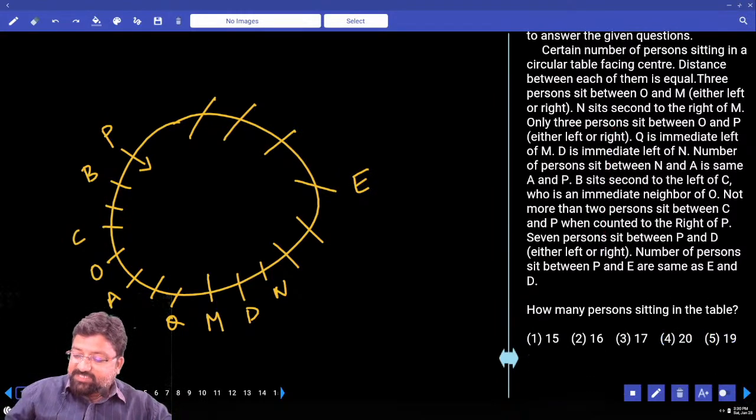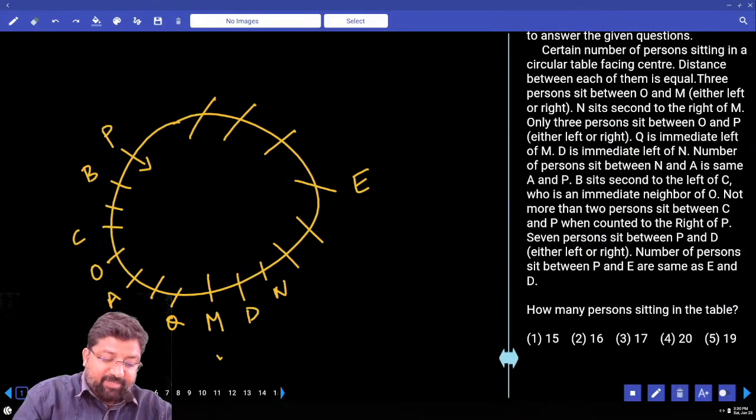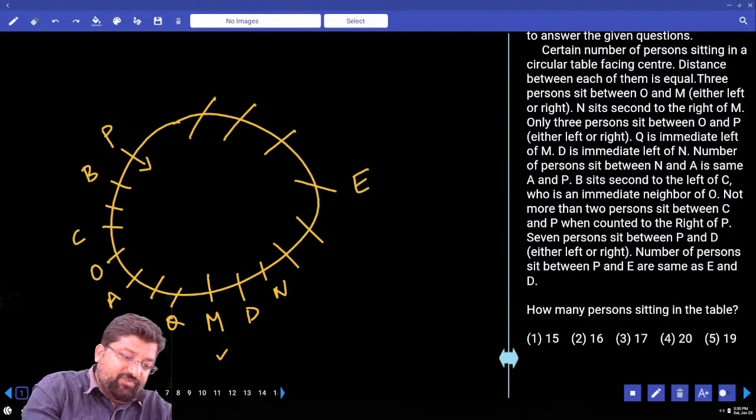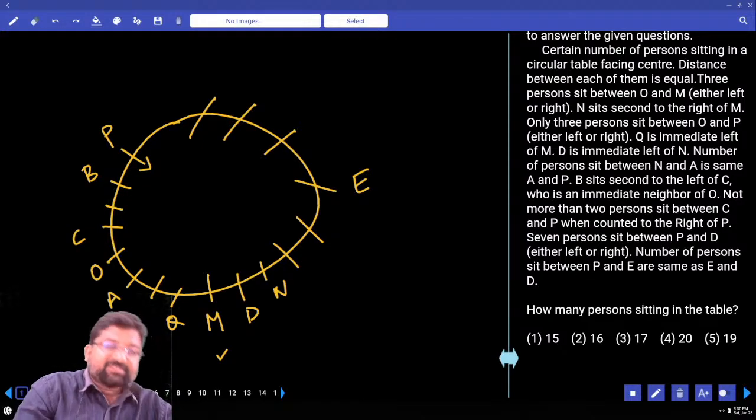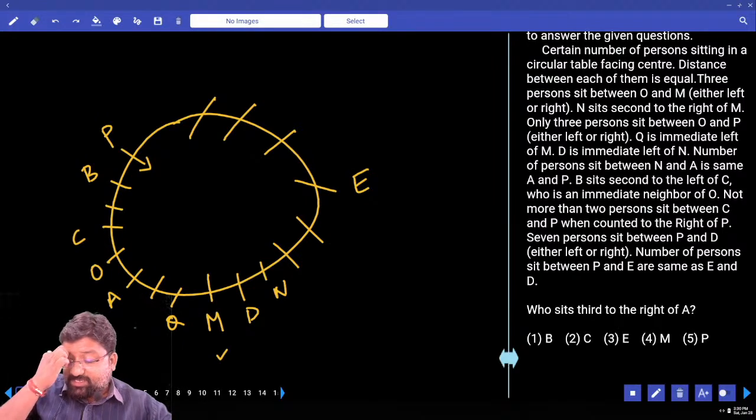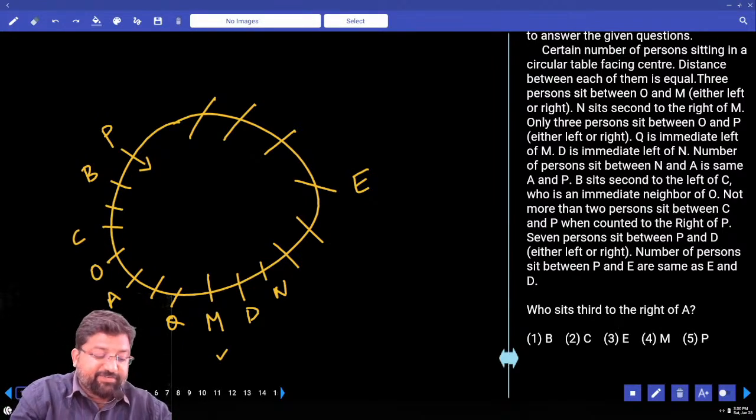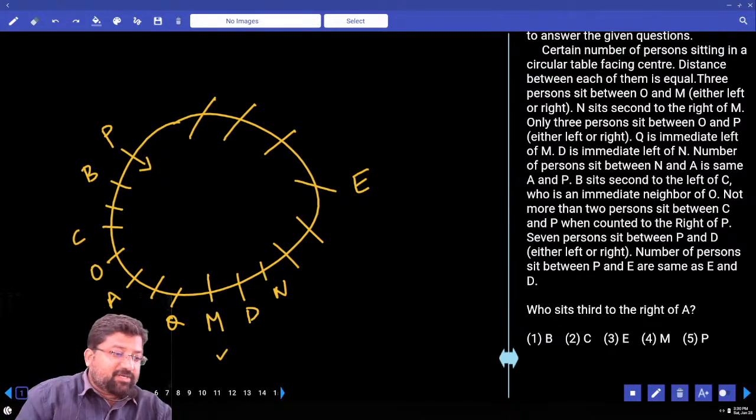How many persons are sitting at the table? Let me count from M: 1, 2, 3, 4, 5, 6, 7, 8, 9, 10, 11, 12, 13, 14, 15, 16, 17. How many? 17. Next. Who sits third to the right of A? It is M. Third to the right of A is M.